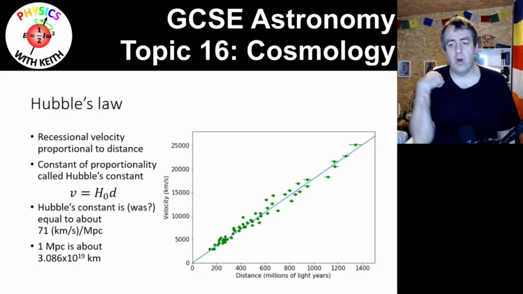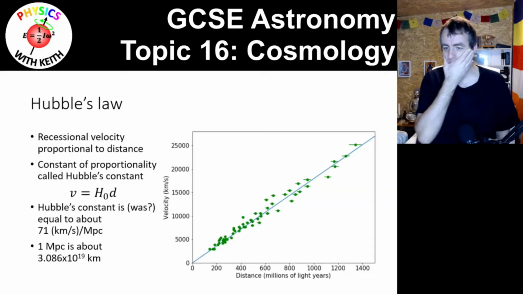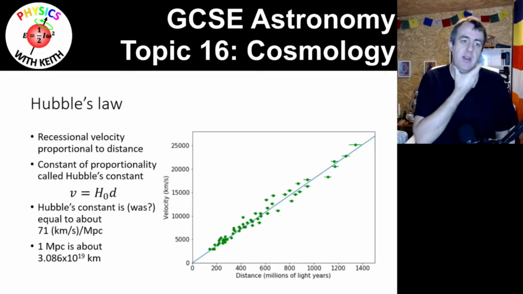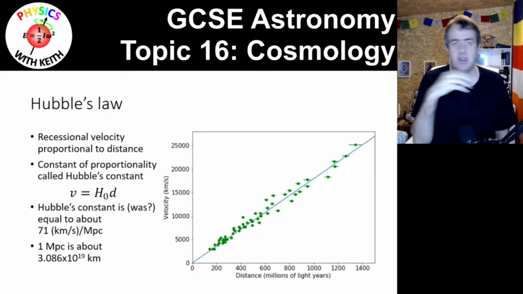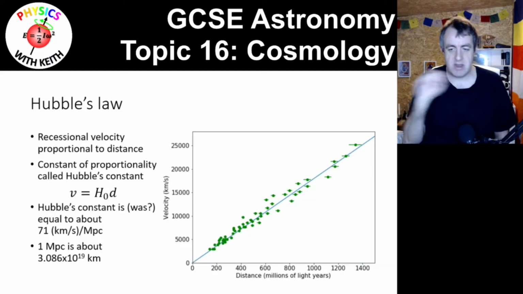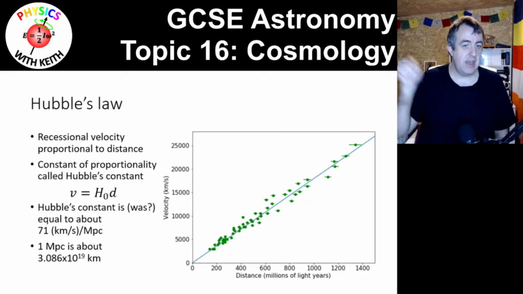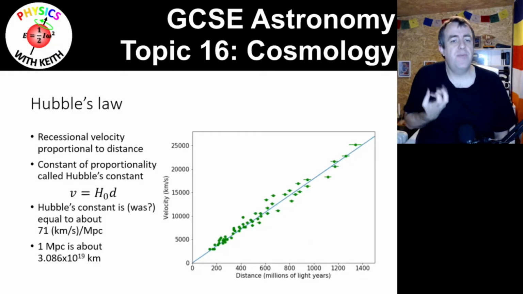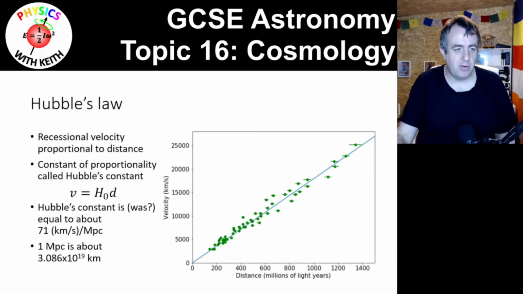Now, in terms of what that constant means, what is it equal to? We've got a number here, about 71 kilometers per second per megaparsec. And I think I've talked about what parsecs were in a video a while ago now. Parsecs being a tremendously big unit of distance, and I've written the conversion down there as well. But what does it physically mean? What's the physical significance of that Hubble's constant?